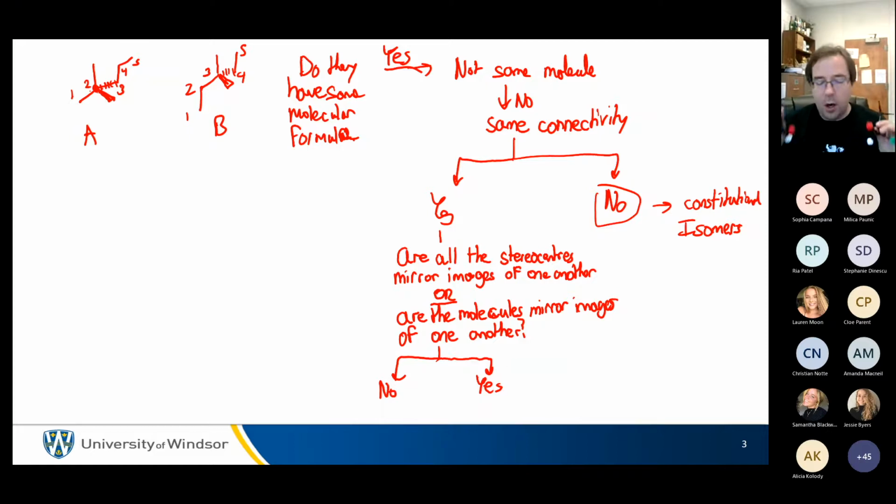So what's the question asking? Are all the stereocenters mirror images of one another, or are the molecules mirror images of one another? These are the same question. I'm just phrasing it slightly differently. We'll talk about why the first one is a useful way to do it in a bit, but let's talk about the second one because it's a little bit clearer. We've already decided these are not the same molecule. We could not superimpose them. We tried way up there at the top. But now we know that, yes, these are mirror images of one another.